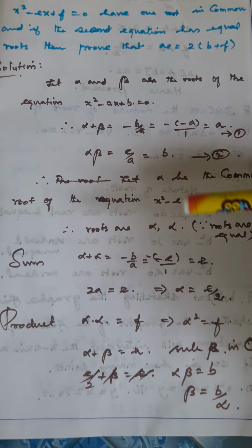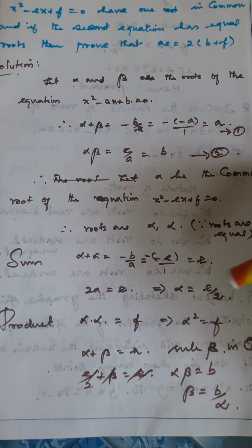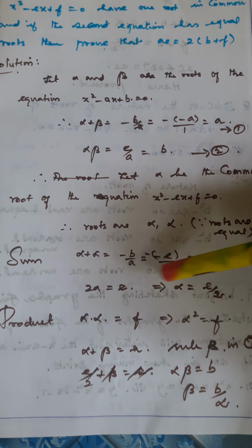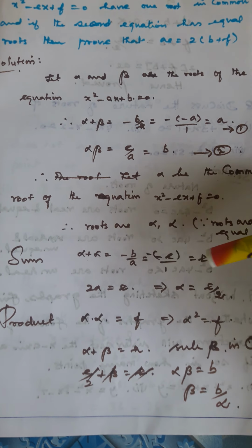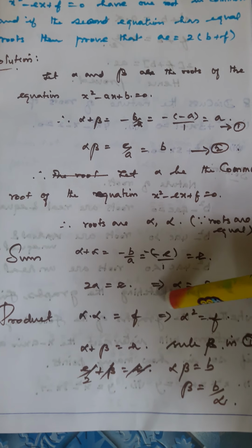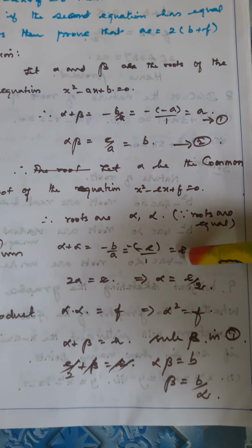So alpha comma alpha. So alpha plus alpha is the sum of the roots of the second equation, which is e, and the product of the roots is f. It is 2 alpha equal to e. Alpha becomes e by 2, and the product will be alpha square equal to f. Right? So we have the two values.